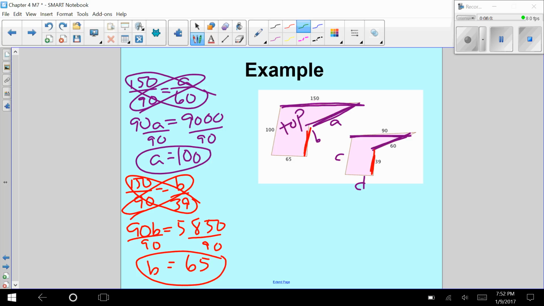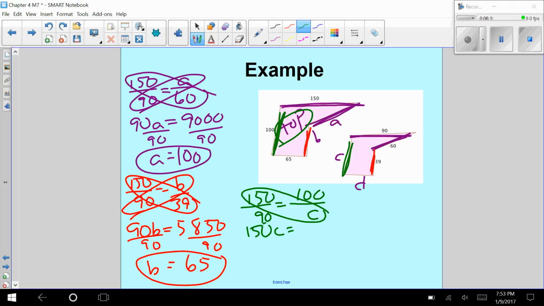Now let's look at side C. I'm going to use my same initial ratio, 150 over 90 equals, C lines up with 100. 100's in my top figure, so 100 over C. Cross products are 150C equals 90 times 100, which is 9,000. Divide both sides by 150, and C equals 60.